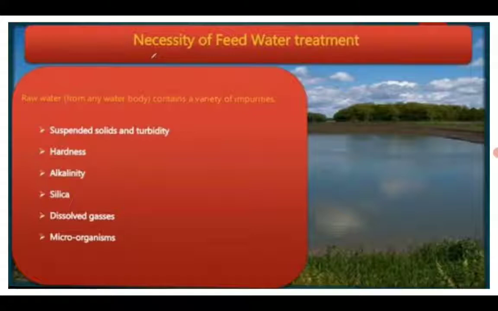So that we call turbidity. And hardness is mainly due to calcium carbonate, CaCO3. It depends upon the amount of calcium carbonate contained in the water. If it is more, then the hardness of the water will become more. And alkalinity and silica, dissolved gases, microorganisms. So these are all the things the feed water will depend upon.